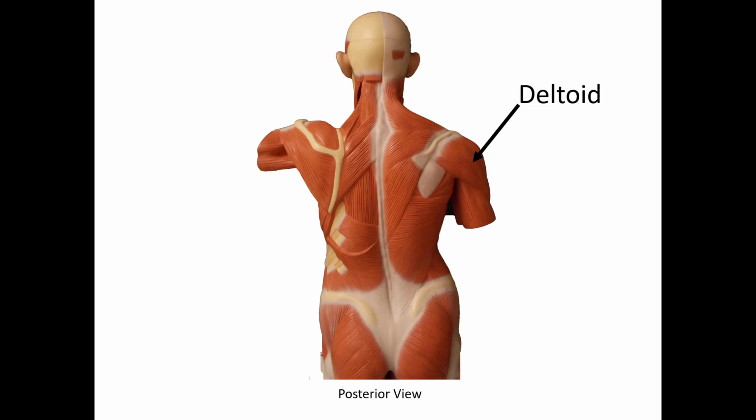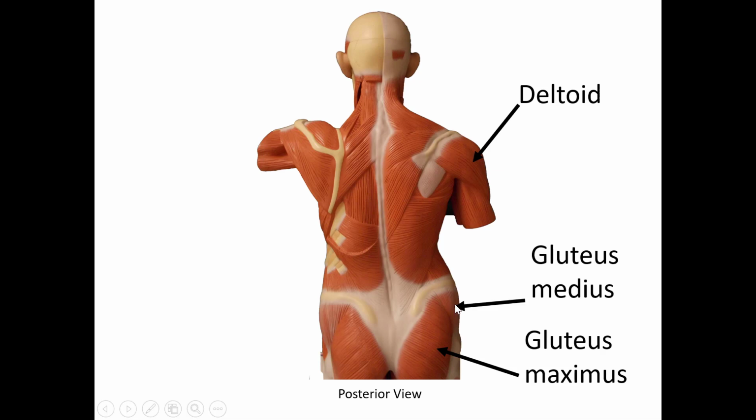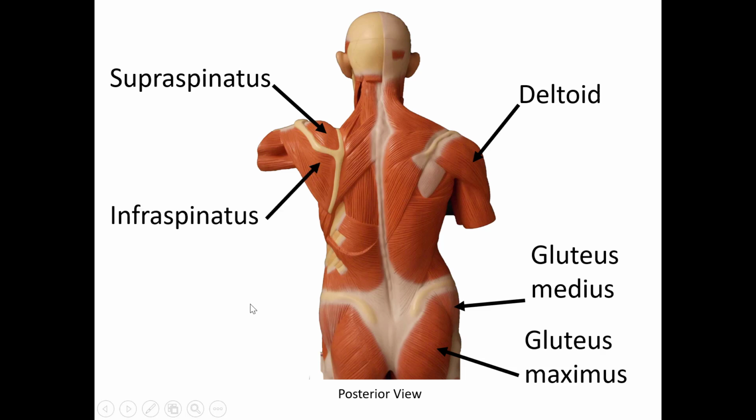There are some muscles you may have seen on other models, but we'll point them out here. The deltoid, the large shoulder muscle, the gluteus maximus, the real fleshy muscle of the hip, and the gluteus medius. And on this side, you can see 2 of the rotator cuff muscles, the supraspinatus and the infraspinatus.